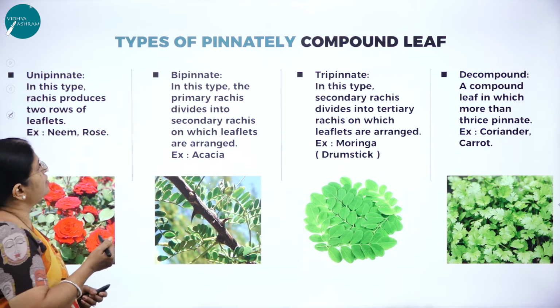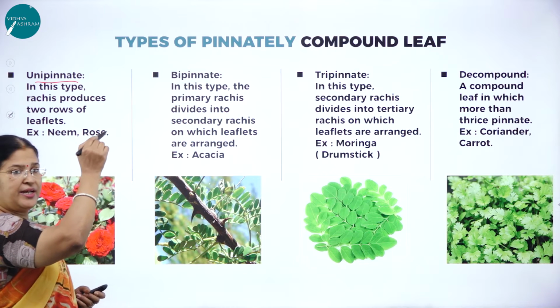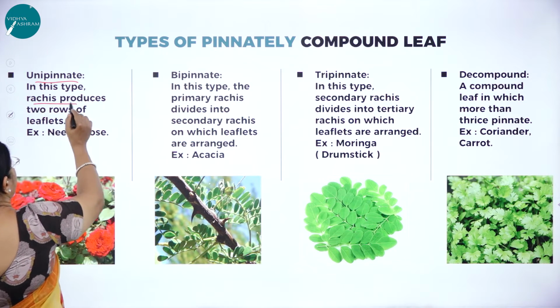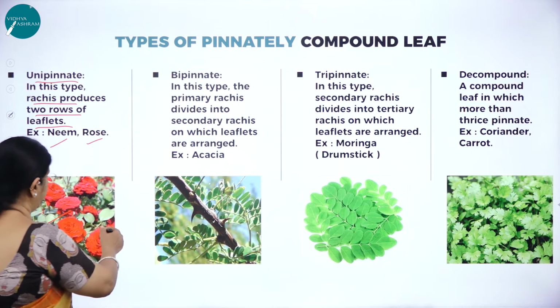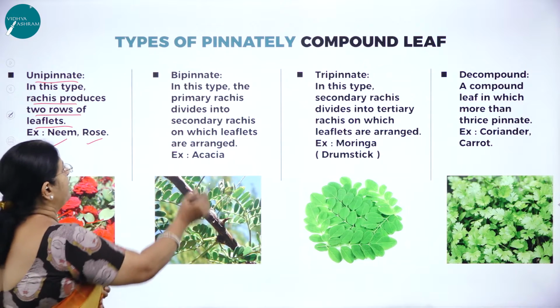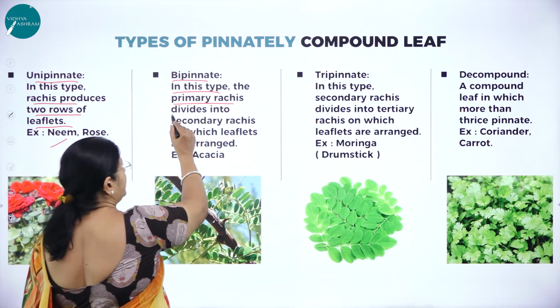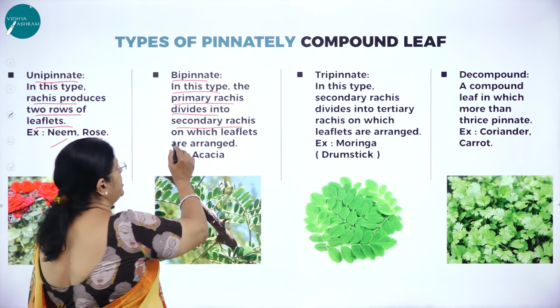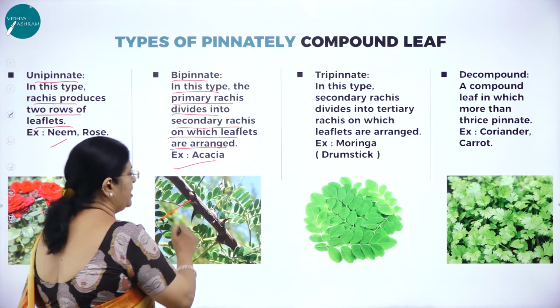Moving on once again, what are the types of pinnately compound leaf? Unipinnate, bipinnate and tripinnate. In unipinnate, two rows of leaflets are produced. Example is neem and rose plant. Here you can see a beautiful rose plant. Bipinnate, in this type, the main rachis will divide into what? Secondary rachis on which the leaflets are arranged. Example is acacia. Here you can see the acacia.